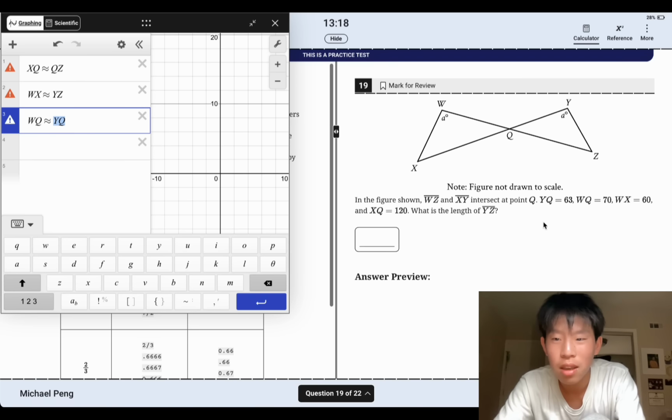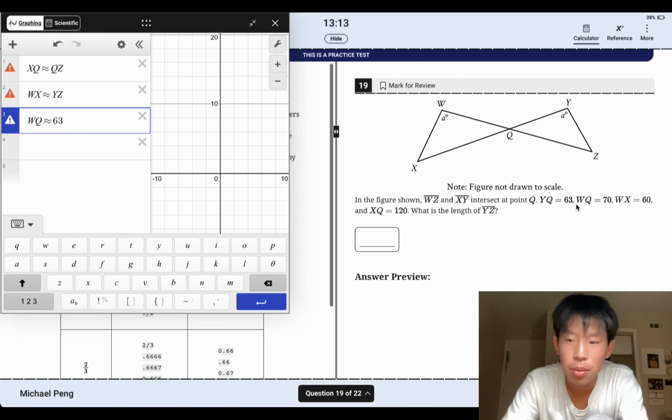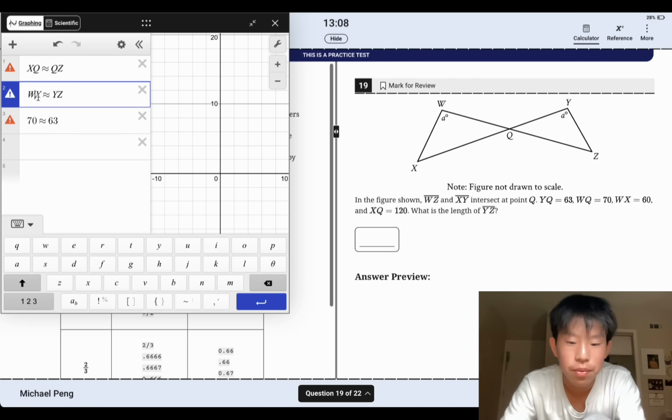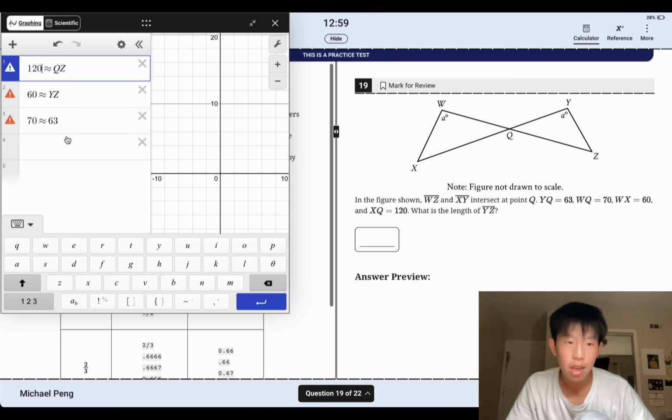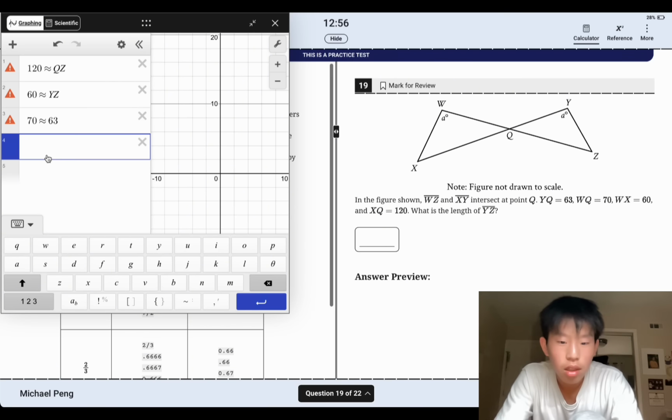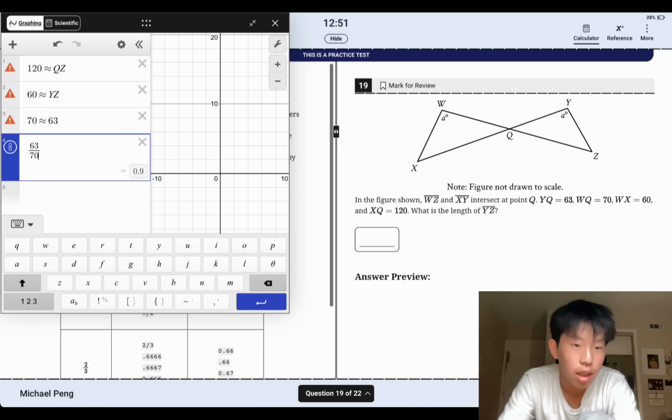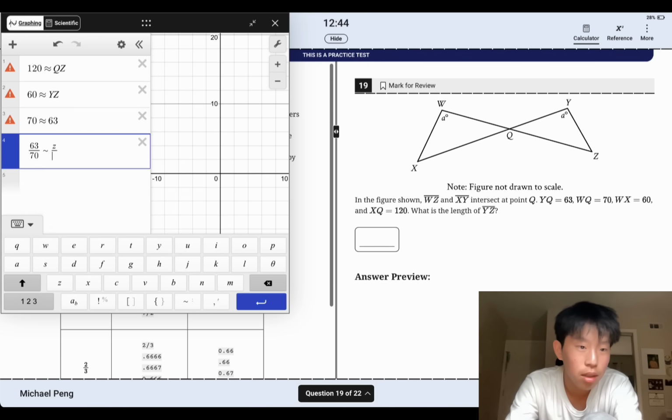So it gives us the values, right? So 63 is YQ, WQ is 70, WX is 60, and XQ is 120. So now what can we do? It's asking for YZ, right? So now what we're going to do is say 63 is to 70 as YZ, I'm just going to call it Z, is to 60.